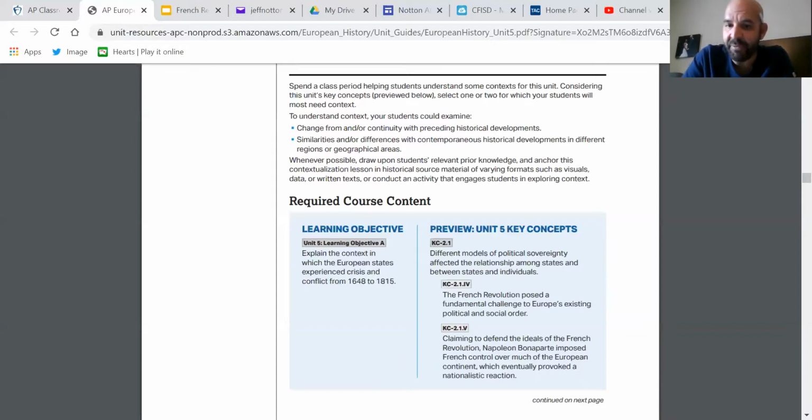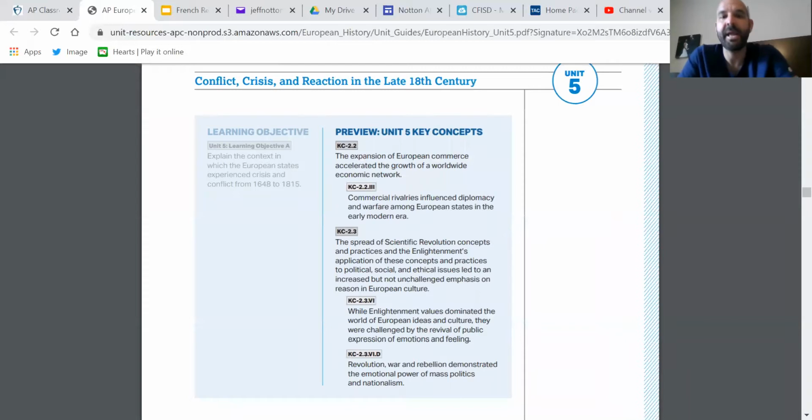Okay. Then we see anything mentioned about Napoleon, right? Claiming to defend the ideals of the French Revolution, Napoleon imposed French control over much of Europe. And so you could tie Napoleon, the context of Napoleon is the French Revolution and how he comes to power and the changes that the French Revolution made and how Napoleon is going to move those on to other societies. All right.